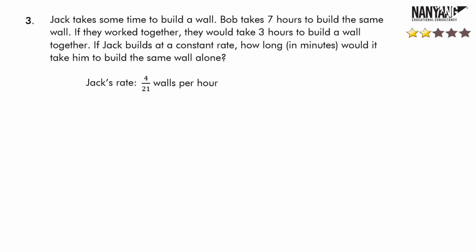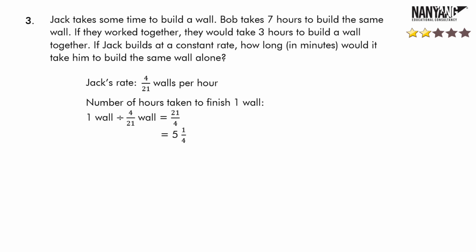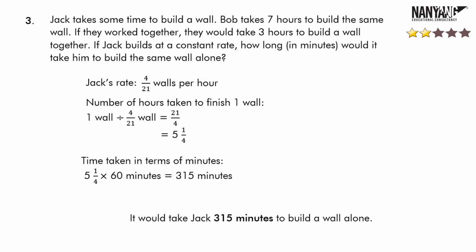We know this is Jack's rate now. We can find out how many hours it takes to finish one wall. So we take 1 divided by 4 out of 21, and we get 21 out of 4. Changing it to a mixed number, we get 5 and 1/4. Now this looks a lot less scary, doesn't it? So now let's see how much time Jack takes in terms of minutes. We just need to multiply by 60 minutes to give us 315. So that's our answer. It will take Jack 315 minutes to build the wall alone.